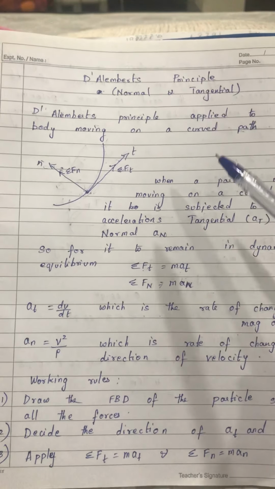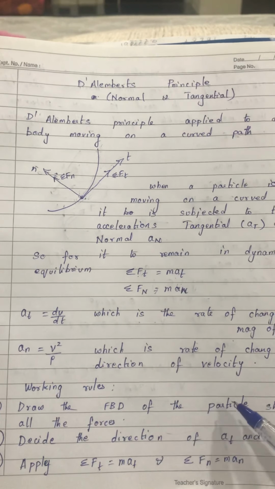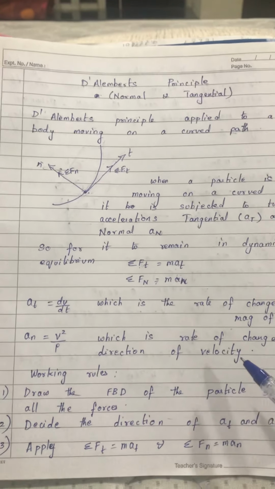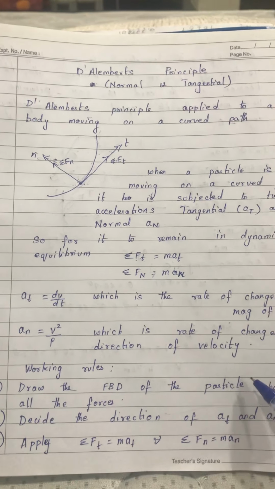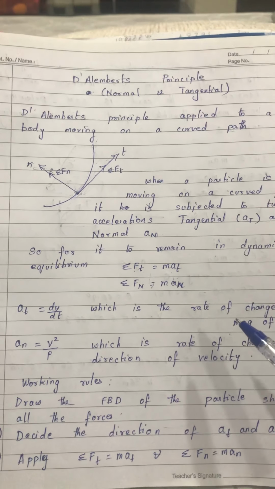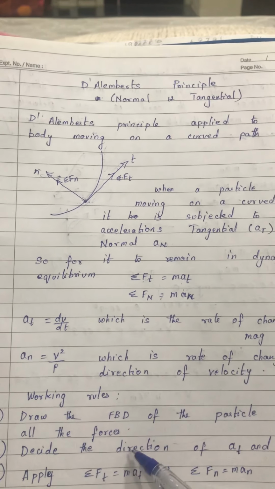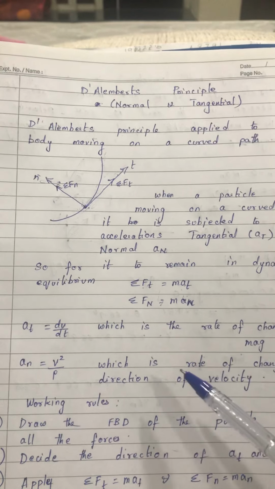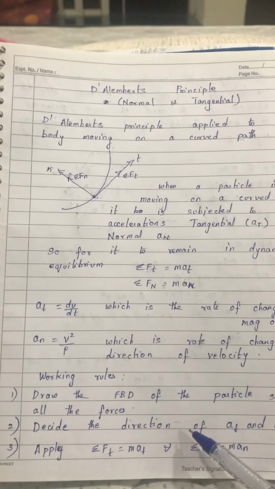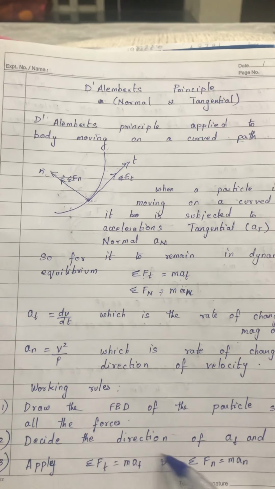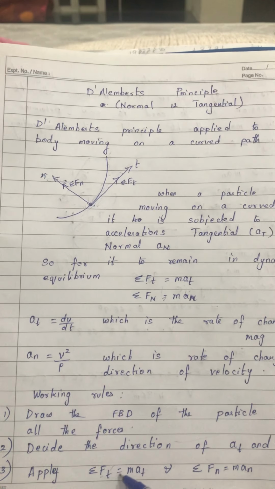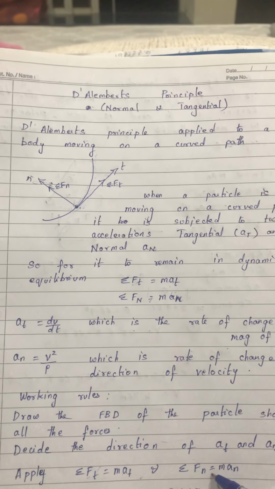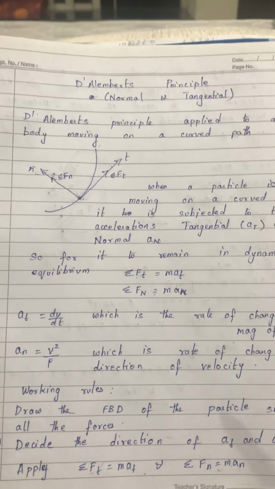First and foremost, draw the free body diagram of the particle showing the forces. Mark all the forces on the particle and first decide which is the tangential direction, which is the normal direction. Apply the conditions: Ft is equal to mat, Fn is equal to man.